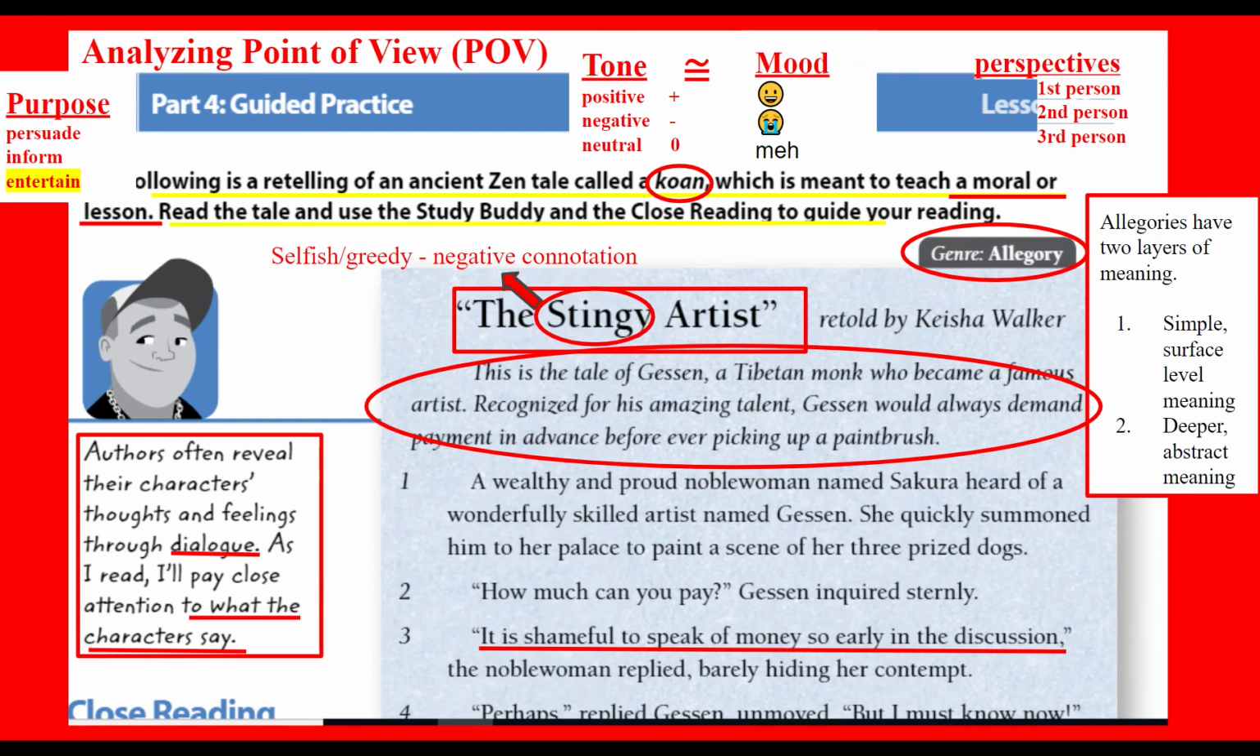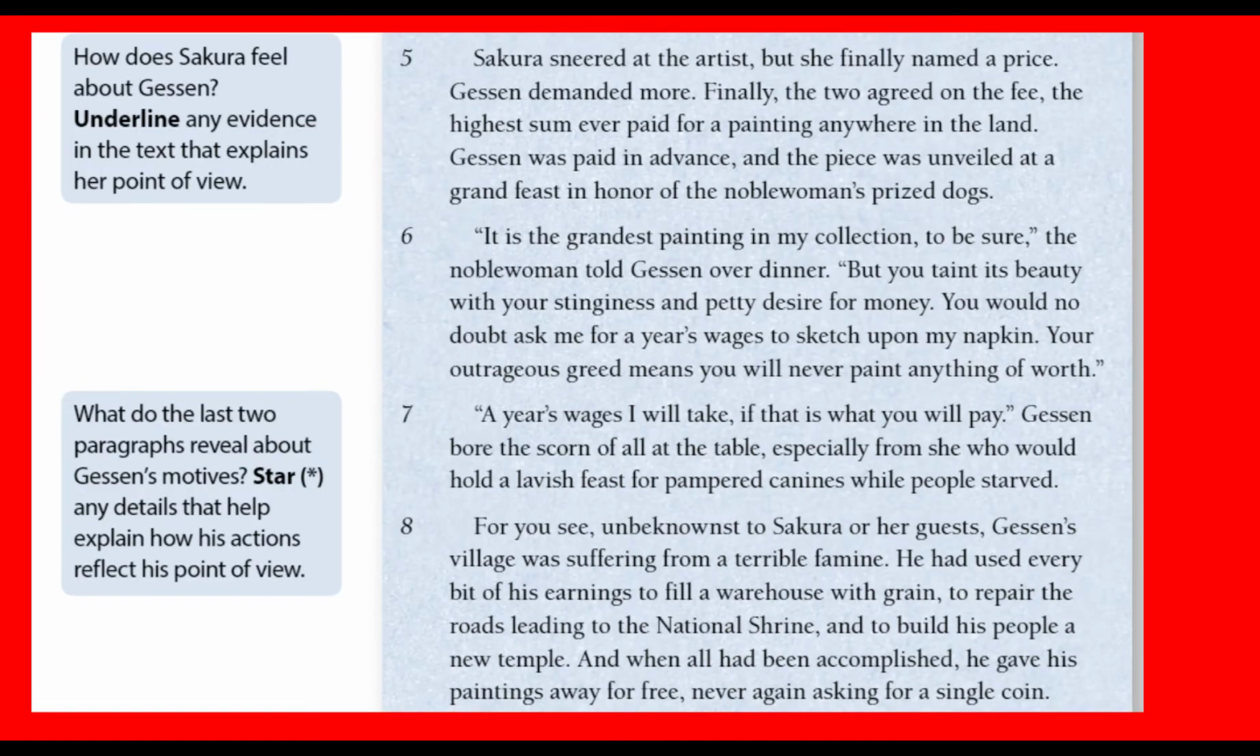So Sakura is a noble woman, right? And she wants Jeshin to paint a painting of her prize dogs, right? And we know that Jeshin always demands payment in advance, right? Our information at the beginning of the text told us that. But whenever he asks how much she's going to pay, she tells him it's shameful to talk about money so early in the discussion, right? So this tells us maybe she thinks he's a little shameful to be talking about money so early on, and she doesn't really like that.